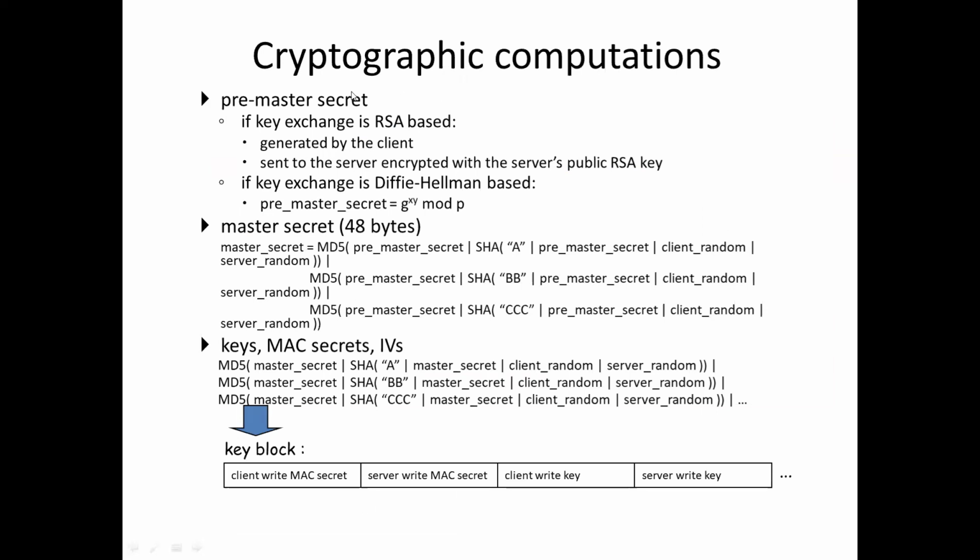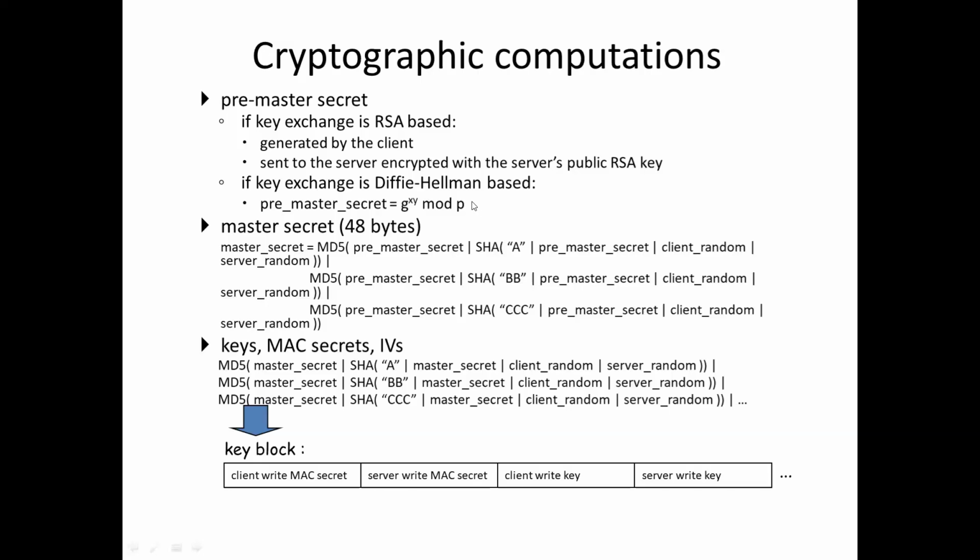Coming to the cryptographic computations. First, what do you mean by a pre-master secret? If the key exchange is RSA based, it will be generated by the client and sent to the server encrypted with the server's public RSA key. In case they go for Diffie-Hellman, we'll use the pre-master secret with the function g of xy mod p.